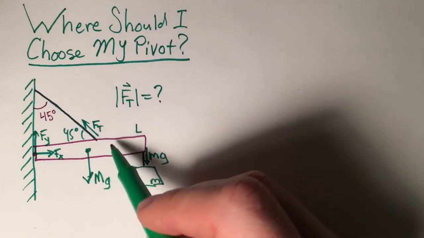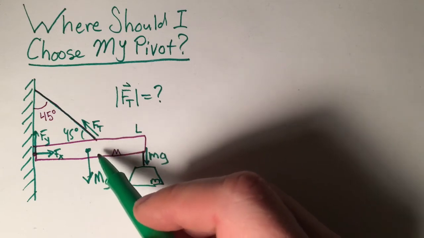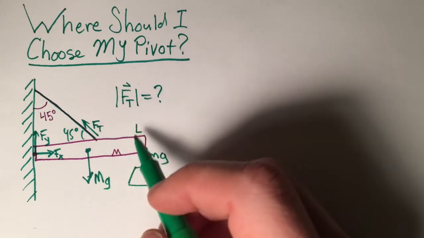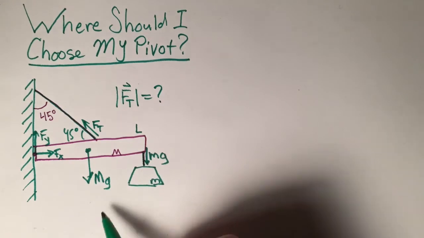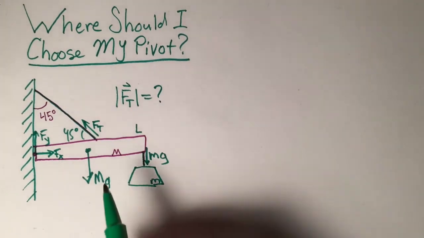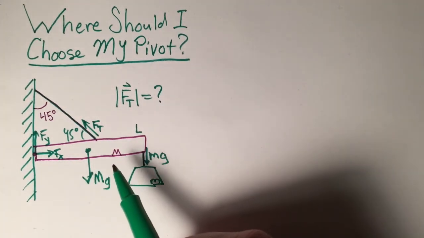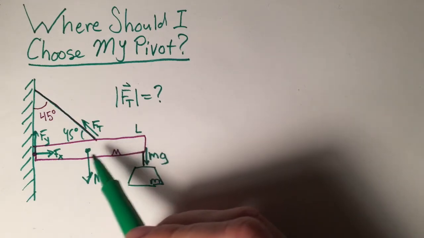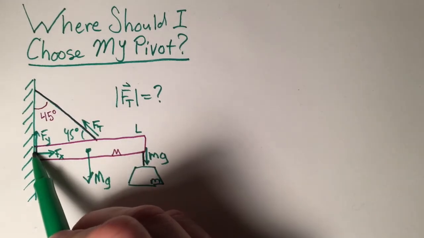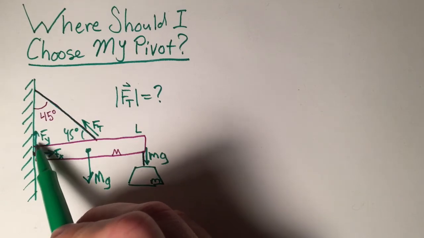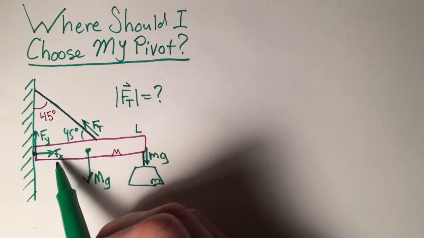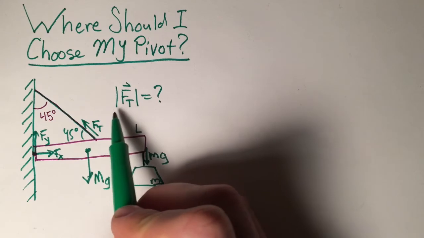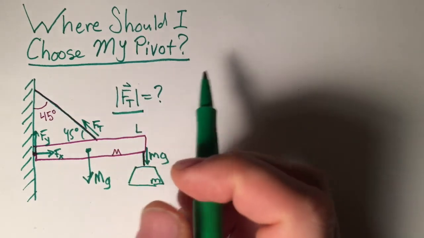So where would you choose your pivot if you're trying to figure out the force of tension? Well, as I said, the rule is put your pivot in a place where there are some forces you don't know but don't care about. So where would that be? Well, that would be right here. So these forces, Fy and Fx, we don't know, but also we don't care about them. We're just looking for this.